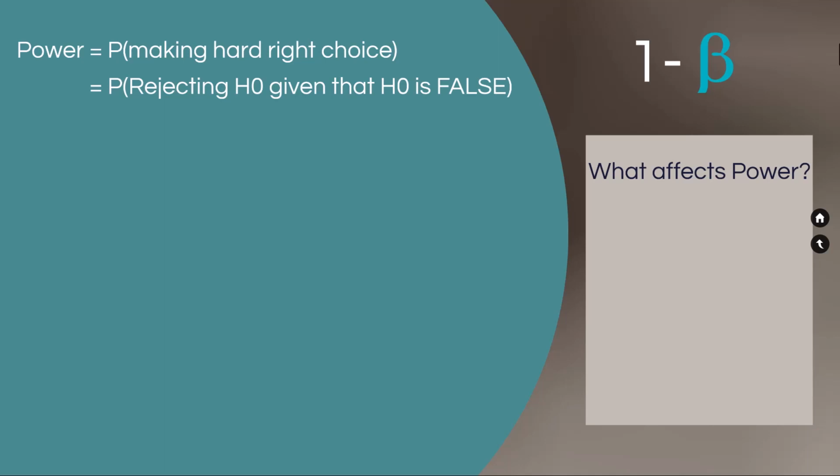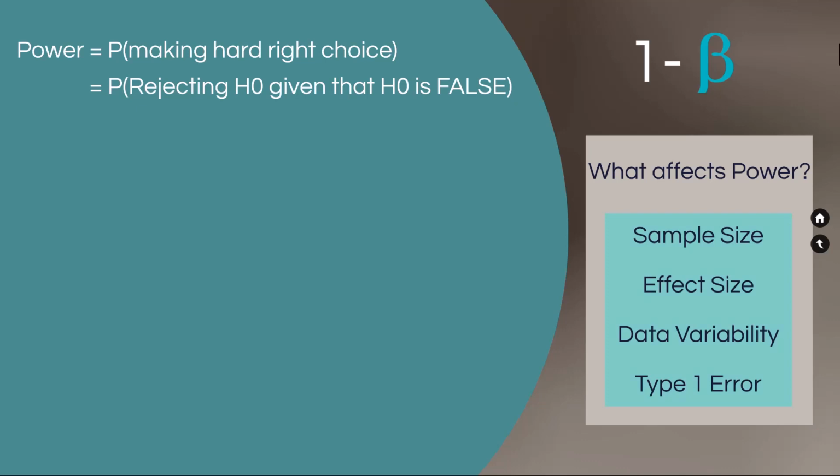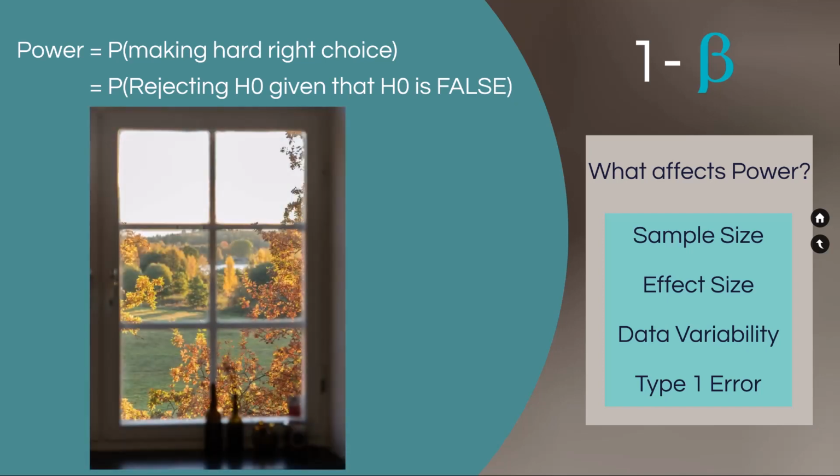So what might make power low? There are 4 main things that do this: sample size, effect size, data variability, and type 1 error. This might sound a little familiar if you're thinking back to the confidence intervals we just talked about and what affects margin of error. And the way I think about power, while all of these things mathematically pour into power, I like to think of it through an analogy of a window. So if making the hard right choice is the ability to look through and spot something through a window, kind of like an I Spy game.